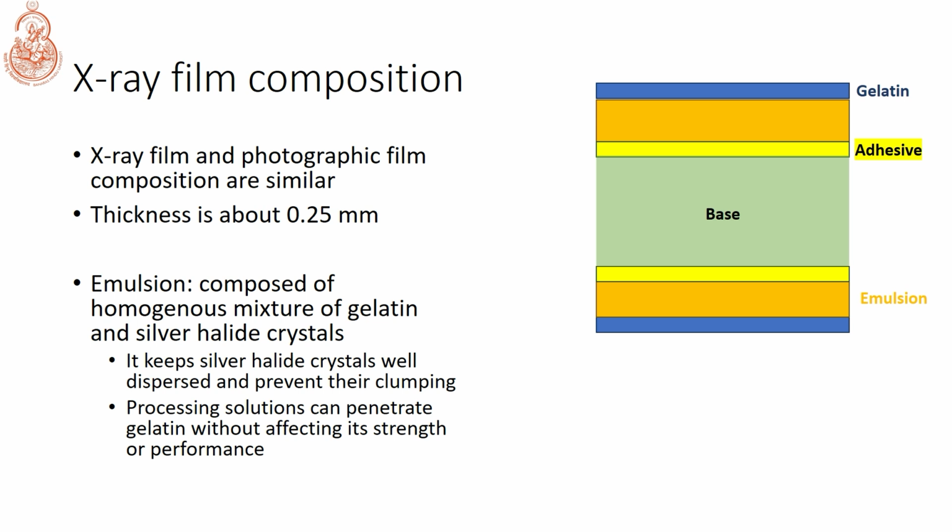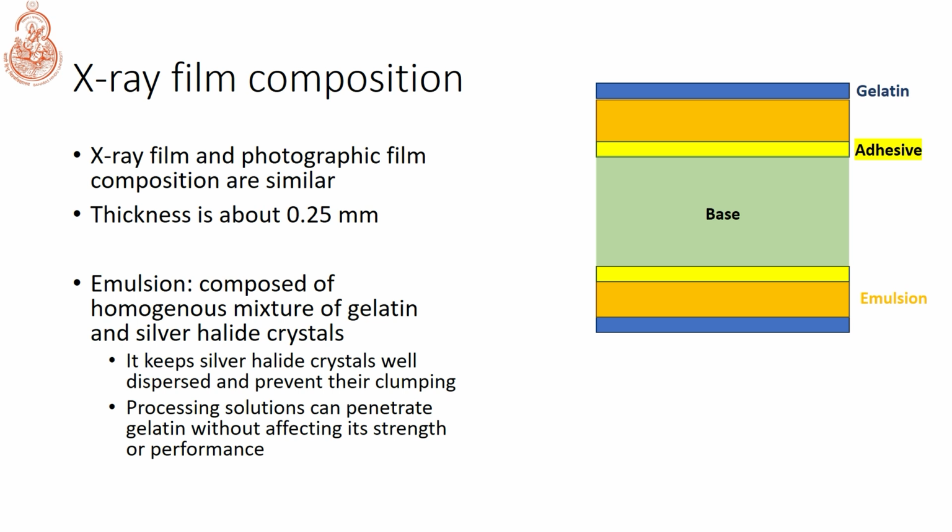The composition of the X-ray film. X-ray film and the photographic film are similar with respect to their composition, and the thickness of an X-ray film is about 0.25 millimeters. It has 4 different portions. There is a base at the center, and on either side of it we get an adhesive portion, and across the adhesive portion we have the emulsion portion, and then covering that we get a gelatin.